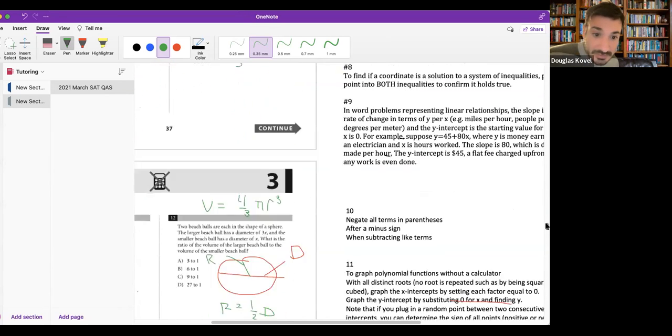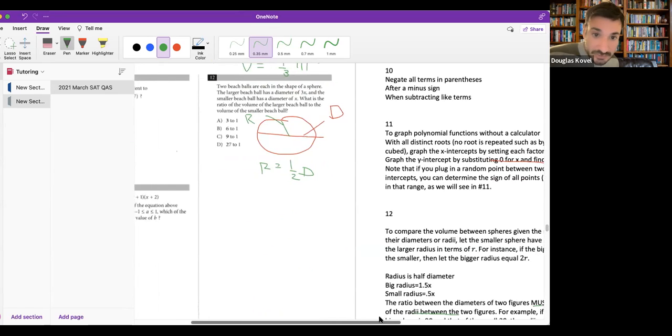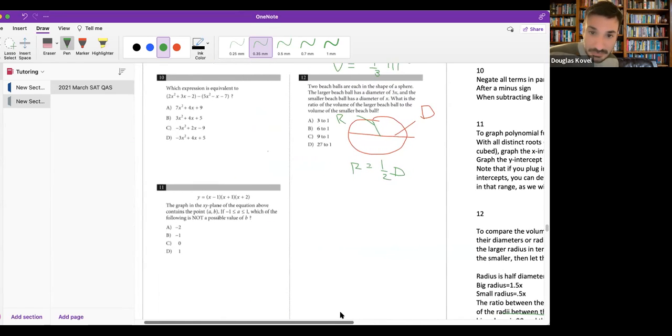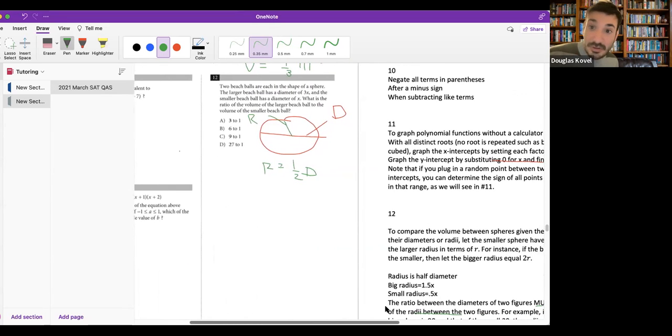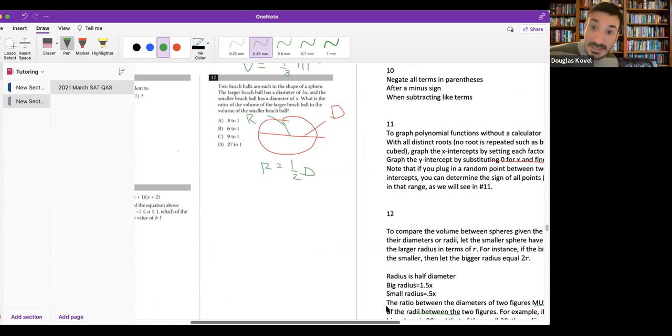All right, so now we're on to number 10, which I would say is the last of our medium difficulty questions on the multiple choice section. And then we'll be getting into our harder ones. So number 10 is a subtracting like terms question. And believe it or not, a surprising number of students get these questions wrong, even solid math students scoring in the 600 or so. So the key thing you want to remember when you're subtracting like terms is to negate all terms after the minus sign.